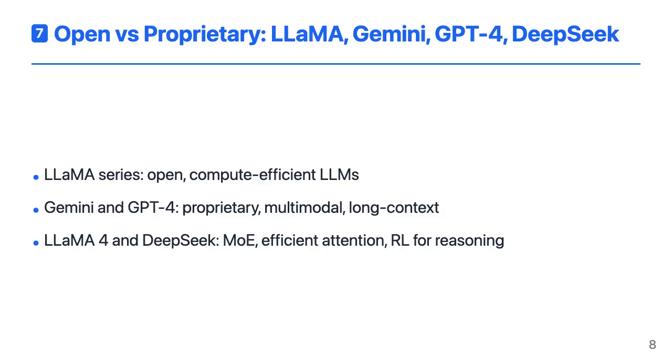In parallel, we see a split between open and proprietary ecosystems. Meta's Llama series focuses on compute-efficient, high-quality open models that catalyze the wave of community research. Llama 4 moves into native multimodality and adopts mixture of experts to scale capacity while keeping inference costs manageable. On the proprietary side, models like GPT-4 and Gemini extend transformers to handle both text and images, with very long context windows and improved reasoning, though their exact architectures are not fully disclosed.